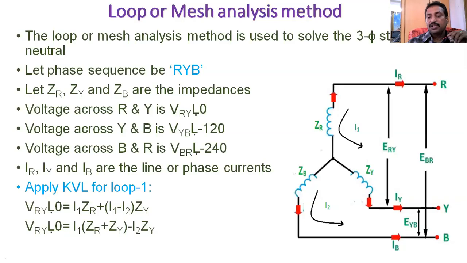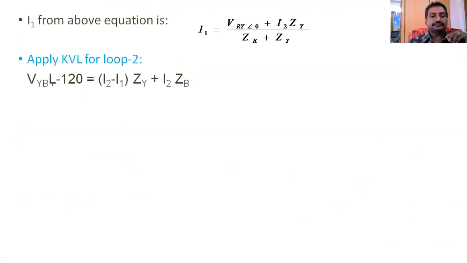See here, loop 2. So same, VYB is the voltage. Voltage drop is across ZB and ZY. ZB carries a single current, but ZY carries two currents, I2 minus I1. So VYB at an angle minus 120 is equal to (I2 minus I1) into ZY plus I2 into ZB. Therefore, minus I1 into ZY plus I2 into (ZY plus ZB).